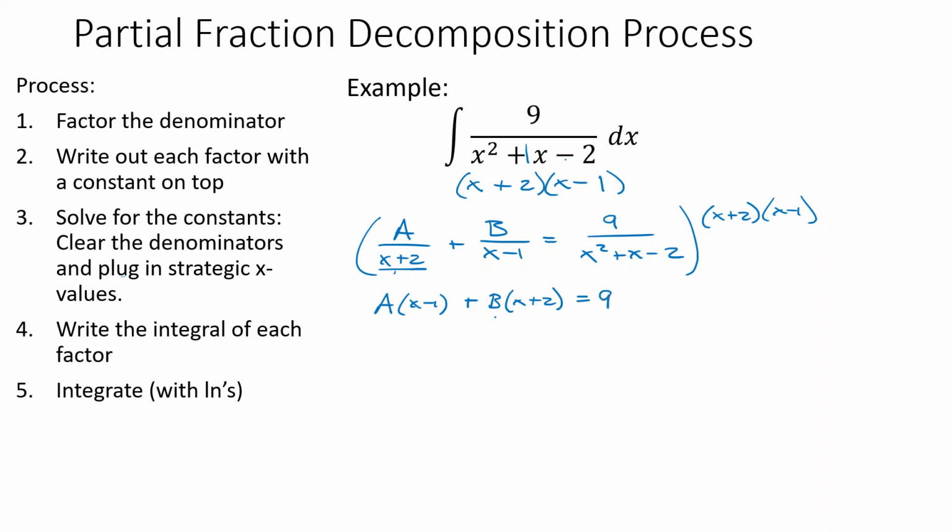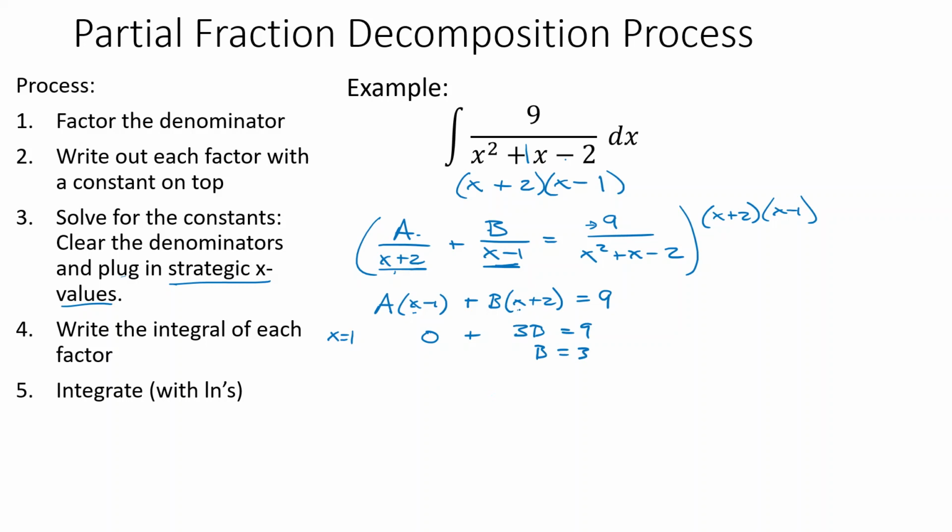And this same process works every time. It's always just whatever the opposite factor is. So a times the x minus 1 down here, b times the x plus 2 over there, equals what's on top over here. All right, now we pick strategic values of x to plug in. The most strategic I see right away is x equals 1 because that makes this go away. So we get 0 plus, 1 plus 2 is 3b equals 9. So that means b must equal 3.